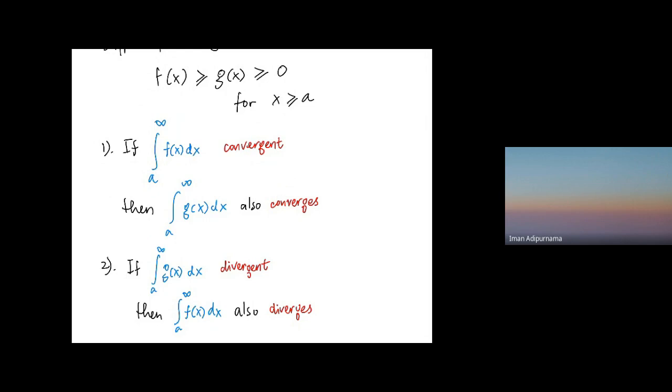But there is something that you need to make sure of. First, the statement f greater than g, you need to prove first, okay? If you want to compare some unknown function with other functions, you have to prove that this is true, then you can go for the other statement, okay? For example, if g is converged, how about f? Not necessarily converged, right? Because g is smaller than f.